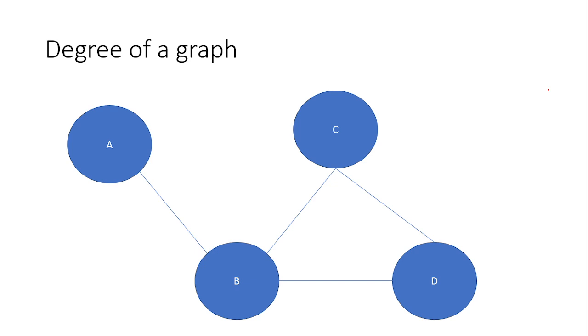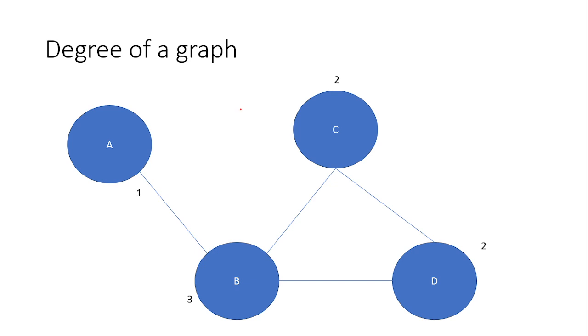The degree of a graph. Now in this case, A is connected only to B, so it consists of one edge. So the degree of A is 1. For B, 1, 2, 3. 3 edges are there, so it has a degree of 3. Once it comes to C, 1, 2, right? For D, again it's 2. The degree of a graph.